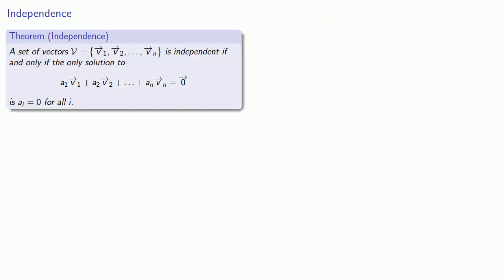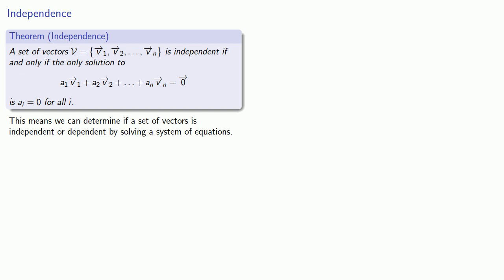A set of vectors is independent if and only if the only solution to linear combination equal to 0 is to have all of the coefficients equal to 0. This means that we can determine if a set of vectors is independent or dependent by solving a system of equations.